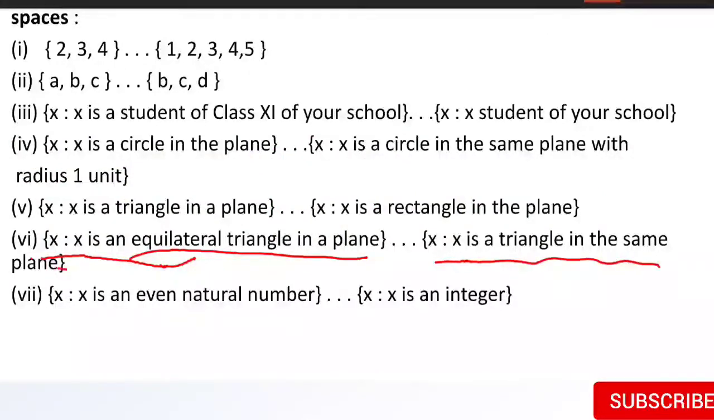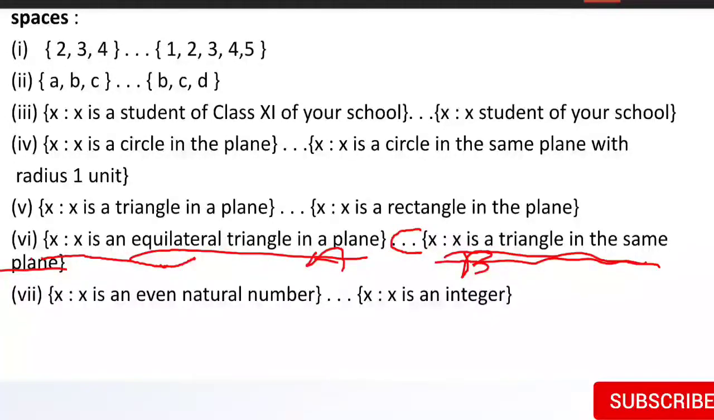And the second is x such that x is a triangle in the same plane. So if we are collecting all the possible triangles, it contains equilateral triangles also. So here the first set, containing equilateral triangles, is a subset of our set B. So here the first set is a subset of the second set.